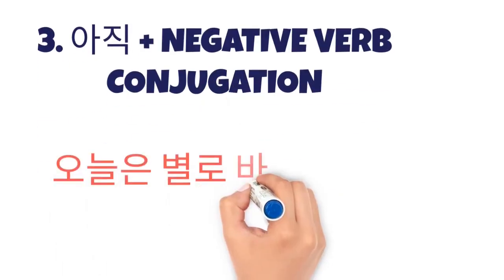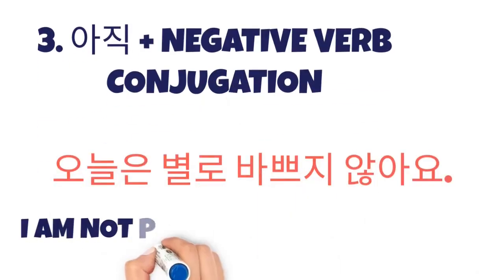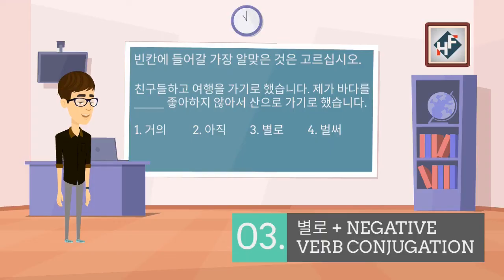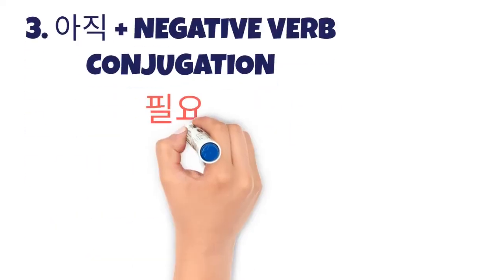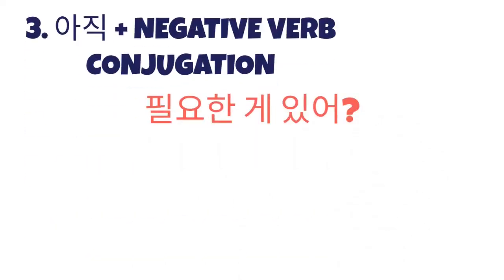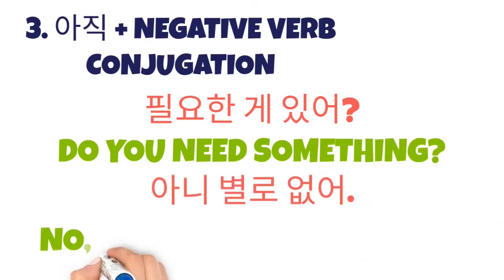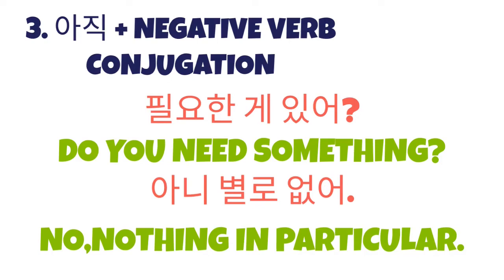Okay, so let me give you an example. 오늘은 별로 바쁘지 않아요. I am not particularly busy today. Okay, yung 바쁘다 is to be busy, and 별로 바쁘지 않아요 is I am not particularly busy today. And next guys, if someone asks you 필요한 게 있어요? Or 필요한 게 있어? Then you can say 아니, 별로 없어. No, nothing in particular. Okay?